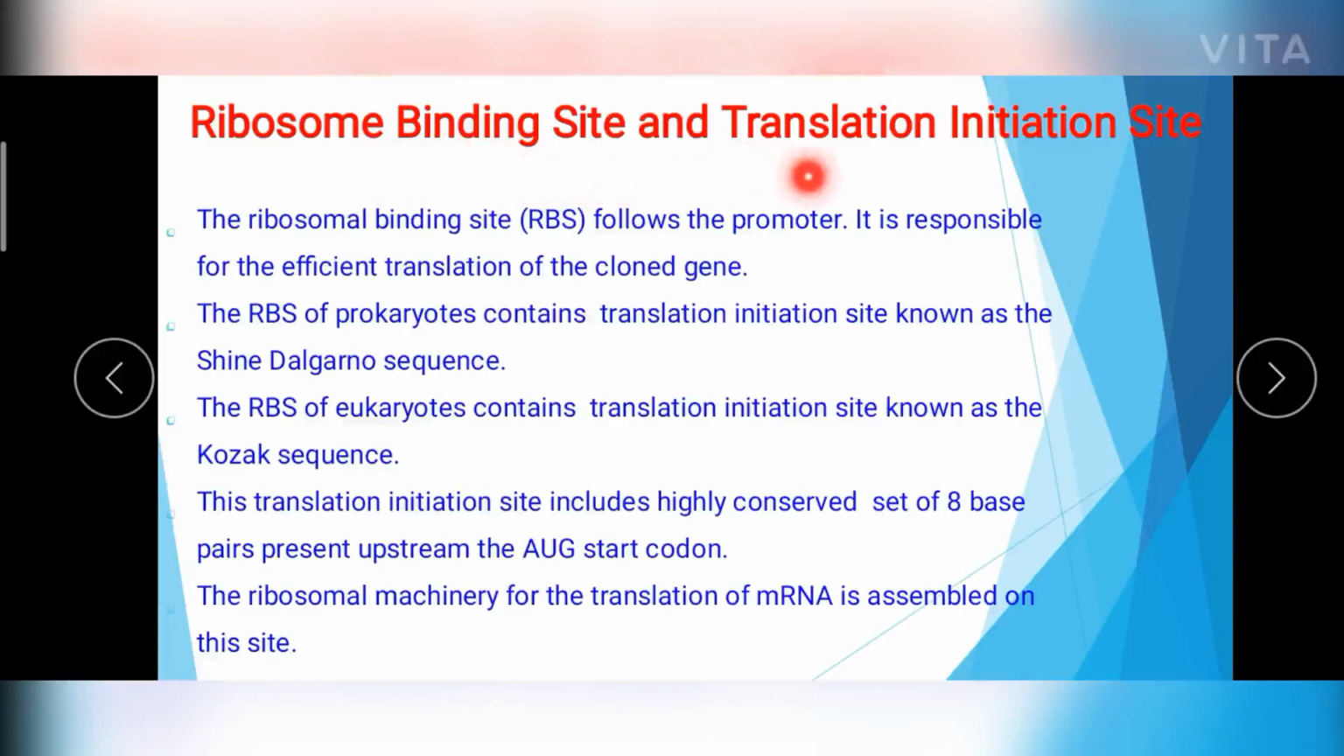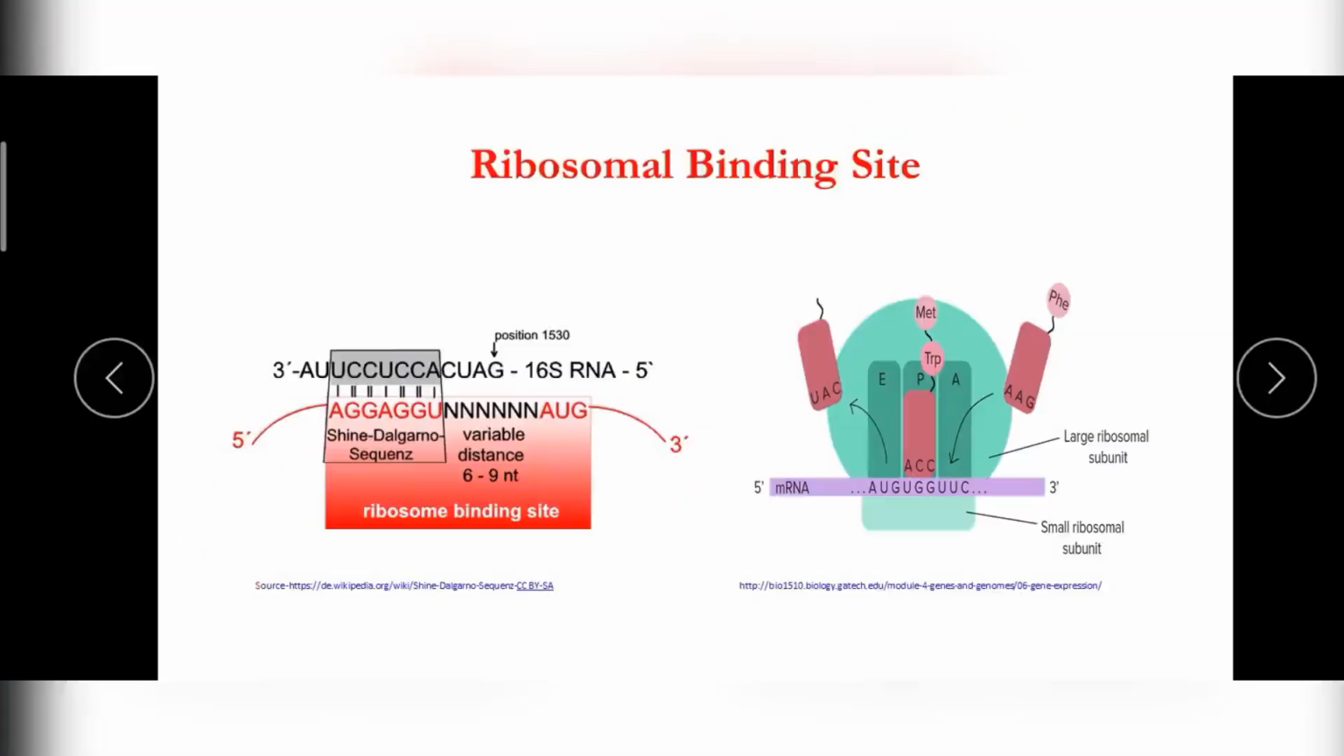Next, coming to the other feature, that is the ribosomal binding site, which contains the translation initiation site. This is the site where the ribosome comes and binds and initiates the translation process. In the case of prokaryotes, it is the Shine-Dalgarno sequence. In the case of eukaryotes, the translation initiation site contains Kozak sequences.